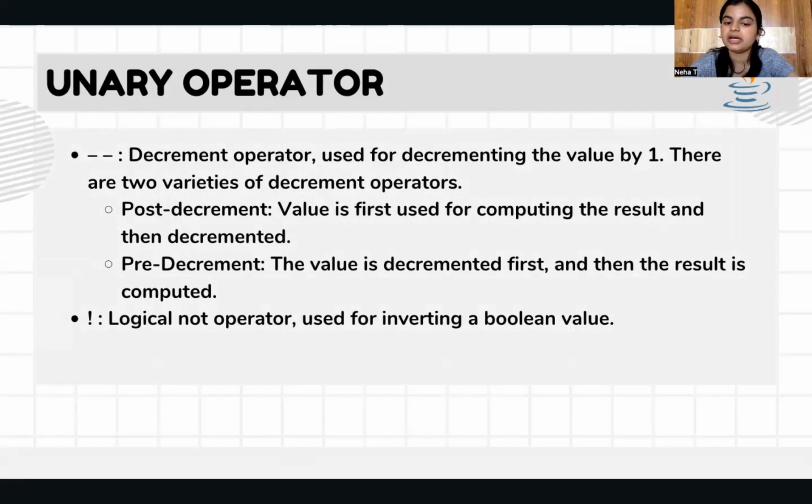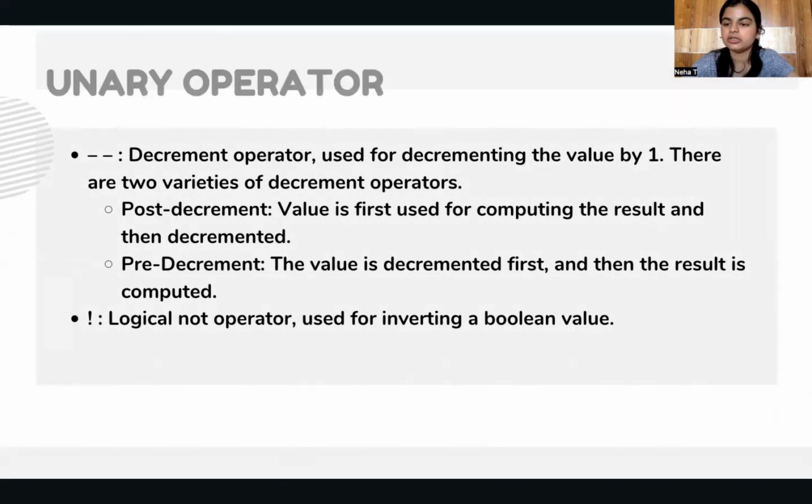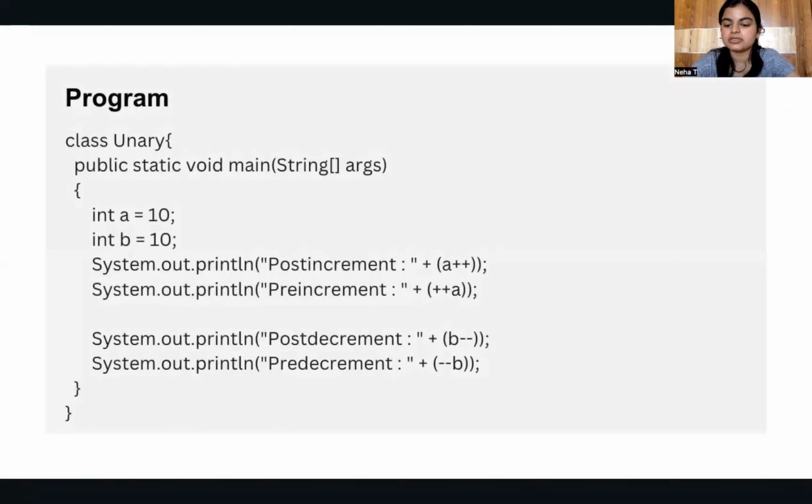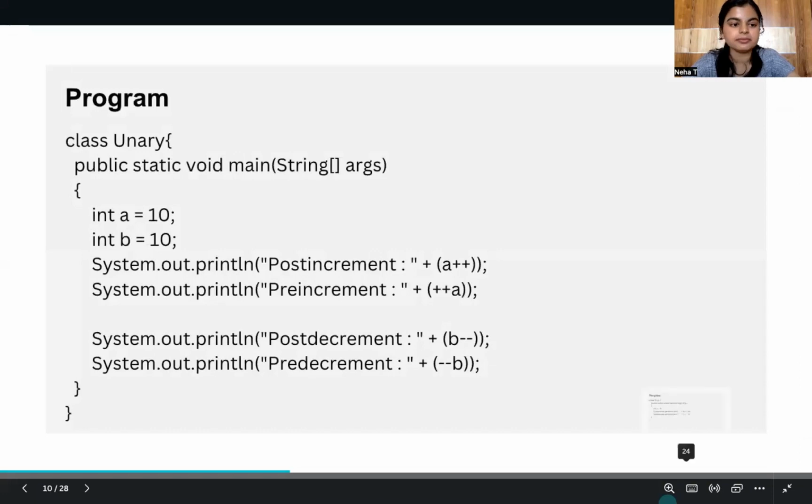Post decrement, value is first used for computing the result and then is decremented. In pre-decrement, it is decremented first and then the result is computed. Then we have the logical NOT operator used for inverting a Boolean value. So these are the unary operators. This one also we'll be seeing with the help of a program.